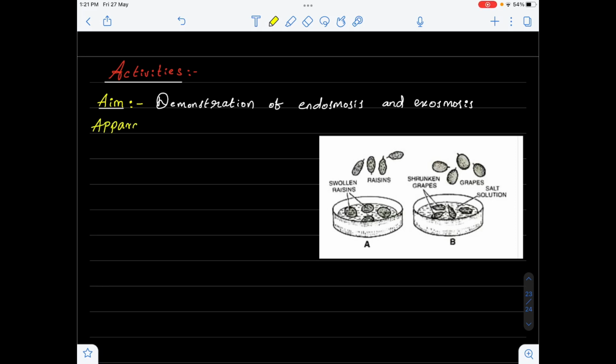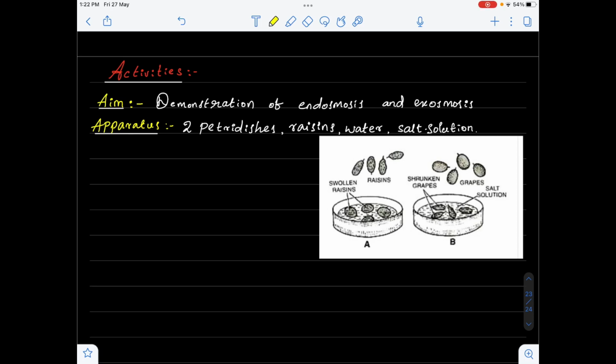And the second step, apparatus. What is meant by apparatus? Apparatus is nothing but the materials required to perform this activity. So the materials required to perform this activity are: we need 2 petri dishes, raisins, water, salt solution.